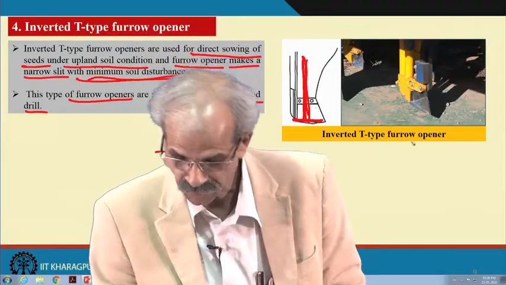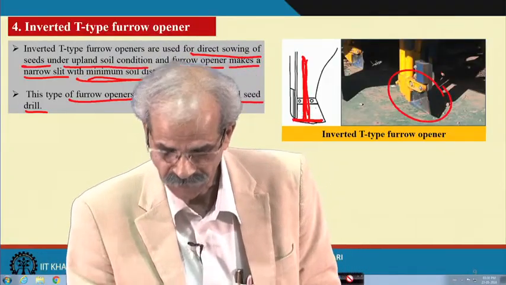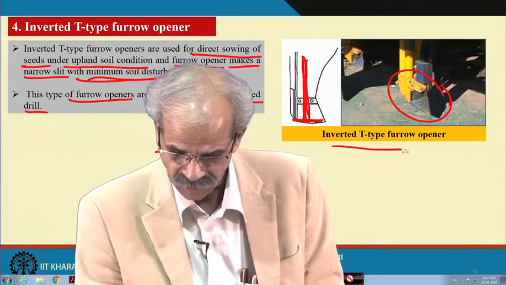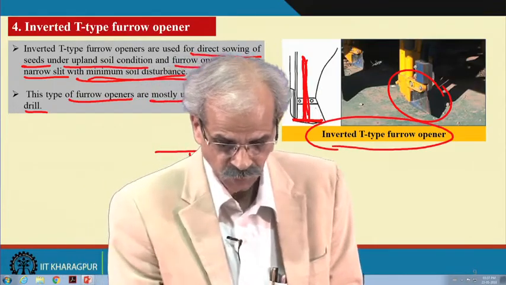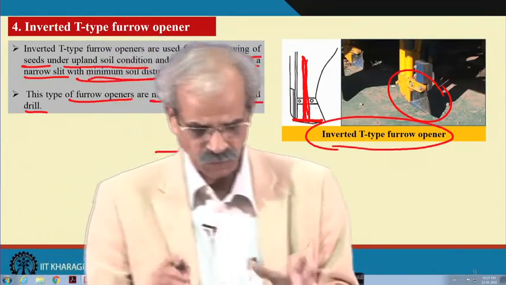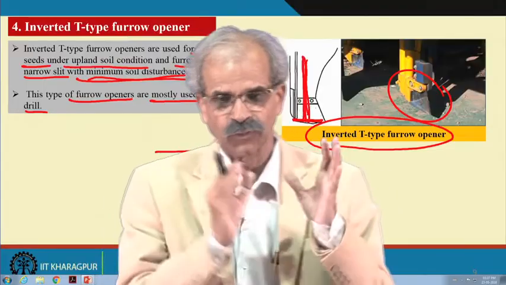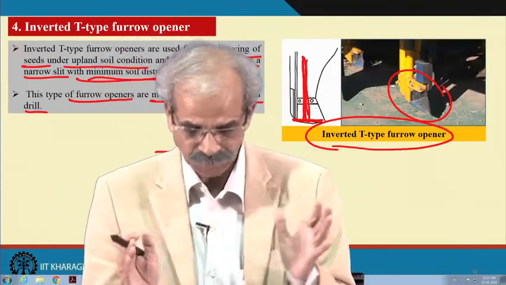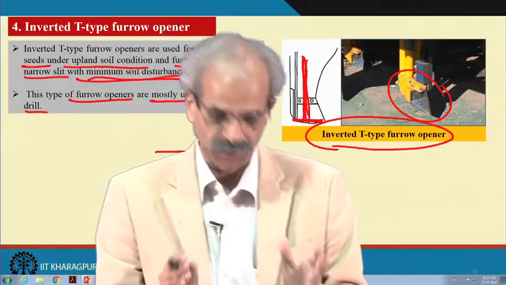So, inverted T type furrow openers, you can see a photograph I have shown. These T type openers are used in zero till drills. So, there is a need to understand where these furrow openers will be utilized. It is very essential.